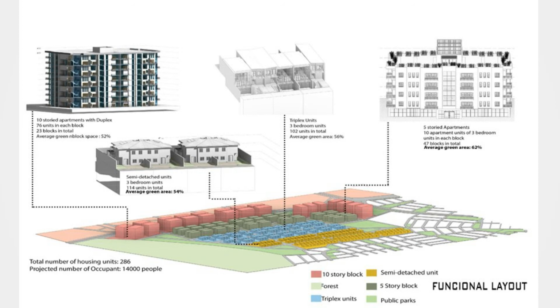So now back to my site. There are altogether 286 units of housing, meaning there are spaces for 14,000 occupants within them. There's also a lot of greenery within my site. And the reason why I chose this site layout was because on the eastern side of my site is the Ankara forest, which is also a very good source of greenery.